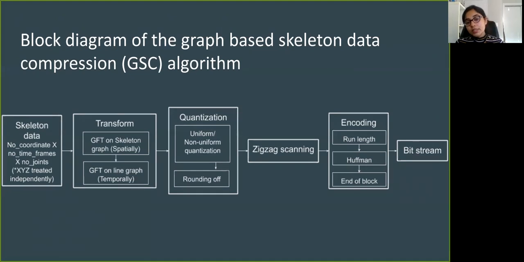We quantize these transform coefficients. We tried both uniform and non-uniform quantization. Then we apply a scanning. At the end, we do encoding. Here we are using an encoding similar to JPEG, and we get the bit stream.